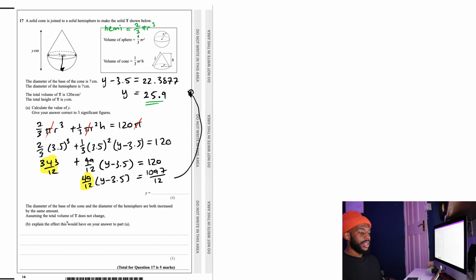So if you read part B, it says explain the effect this will have on our answer to part A. The answer is that our height would decrease.